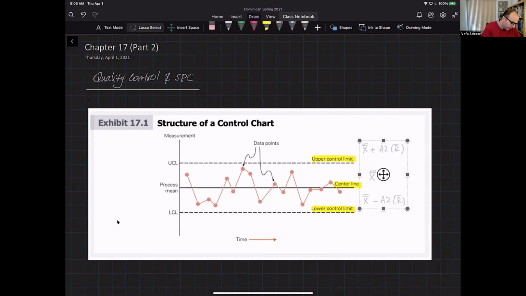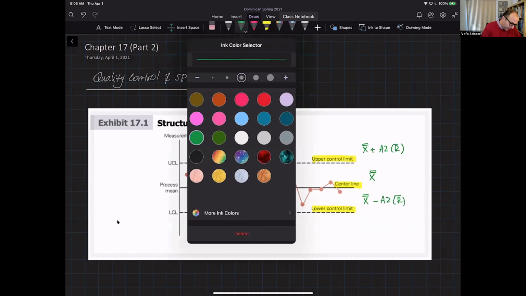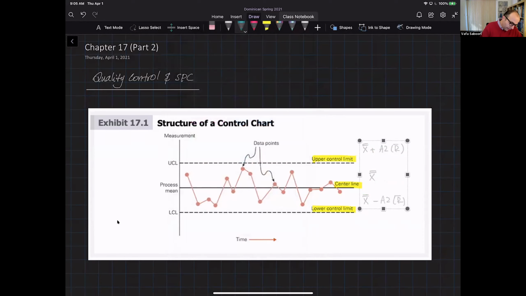So for our chart, if you remember from our discussion, the center line for the R chart was R bar. So here was R bar. And the upper control limit was basically D4 times R bar. And the lower control limit was D3 times R bar. So these were basically the two control charts that we reviewed so far. Let me make this a little more.